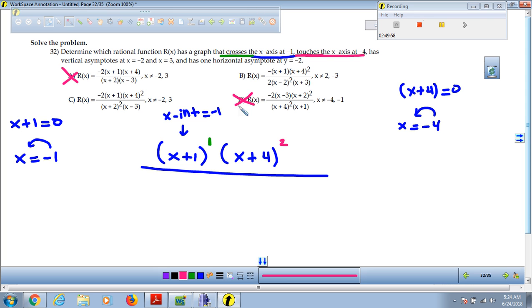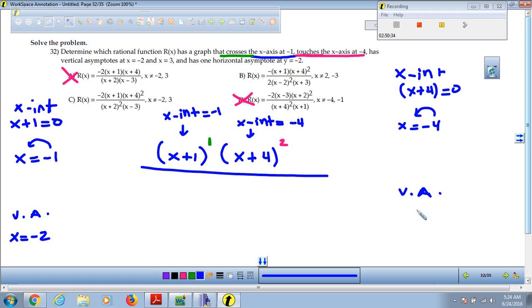Has a vertical asymptote at negative 2 and 3. So this was an x-intercept. This is also an x-intercept. So this is an x-intercept of -4. The vertical asymptote, it says that there is one at -2. I'm going to write the other one here. And one at 3.